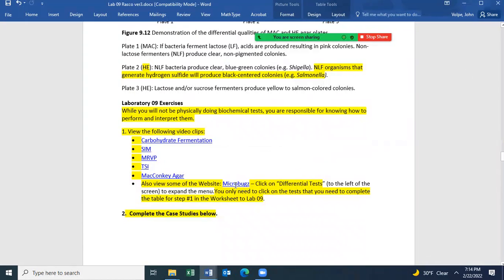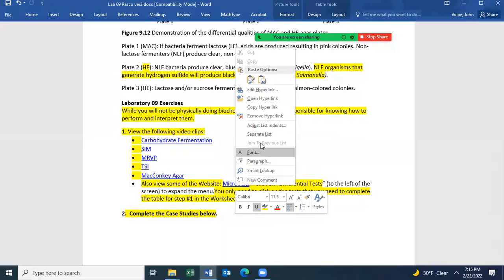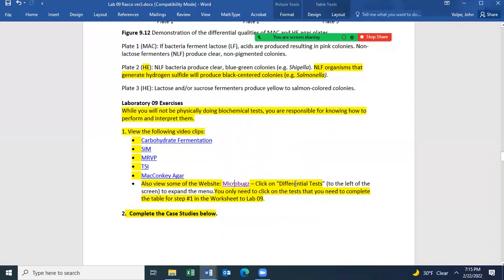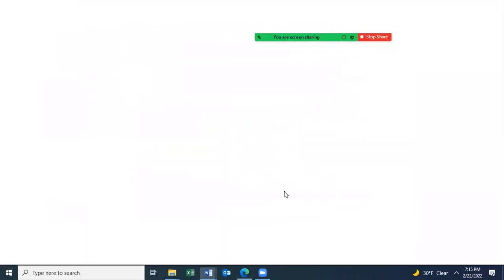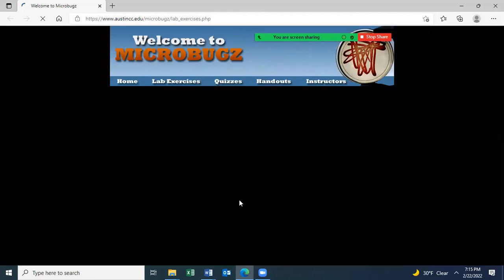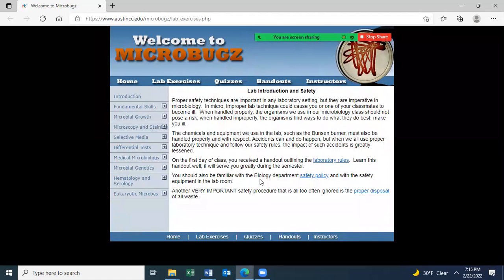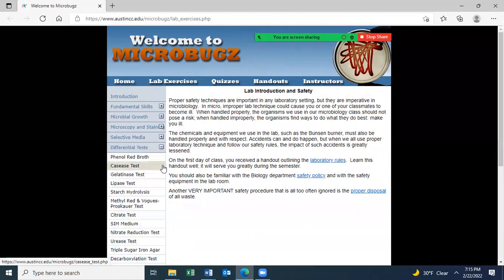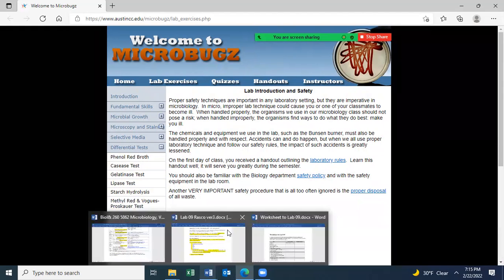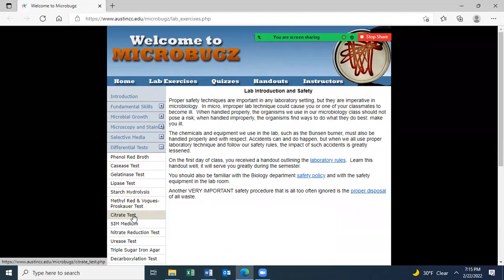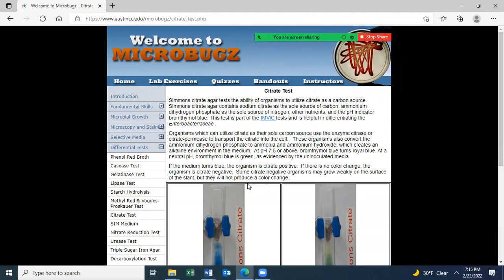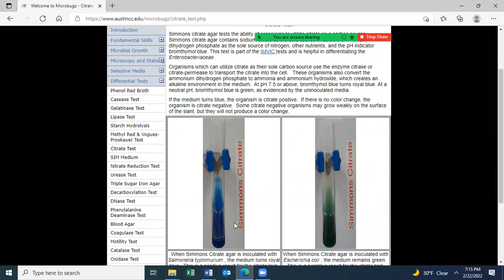Once you get to Microbuzz, you have to click on the differential test on the left, and then click on the specific test of interest. So differential test, and then we're looking at, I don't know, what's one we look at? Probably citrate, because we're talking about that in this lab. Then you can read about the citrate test here, and look at a positive result and a negative result. Any questions about any of that?